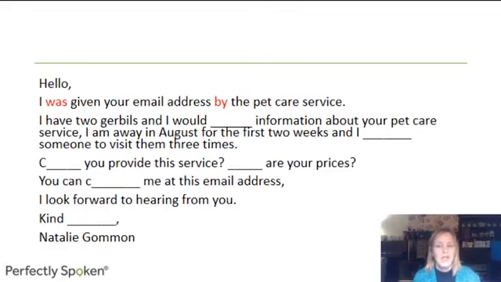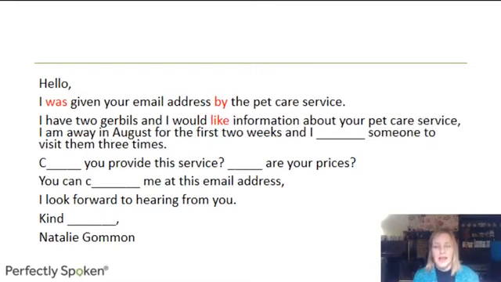I have 2 gerbils and I would like information. I would like is the same as I want, but it's more formal. I would like, I want. Okay, it's less direct, it's conditional, and it's more formal. But the meaning here is I want. Okay?